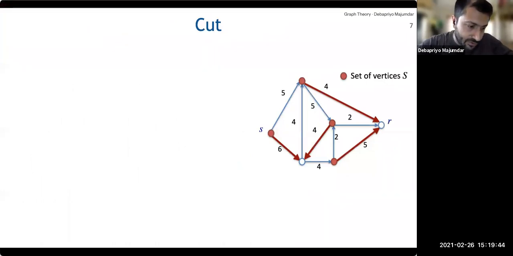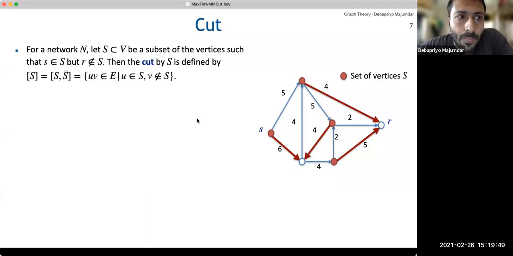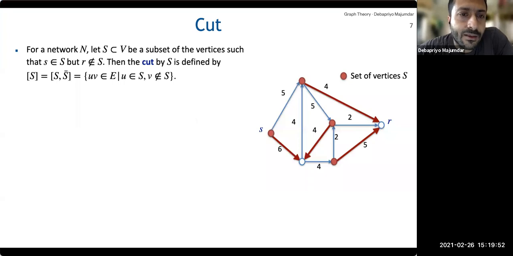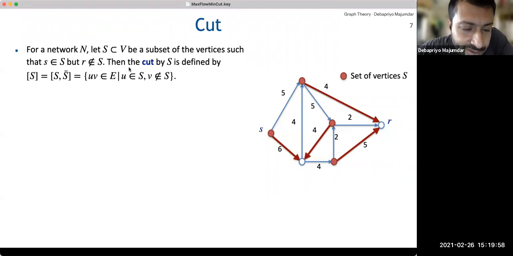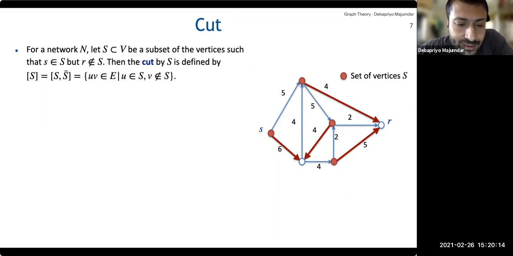Well, we have talked about max flow min cut. So what is a cut? For a network N, let S be a subset of the vertices such that the source is a part of that subset, but the sink is not. By the time I came to this slide, I realized I should have used strict subset. So you are essentially taking a set of vertices containing the source, but not the sink.